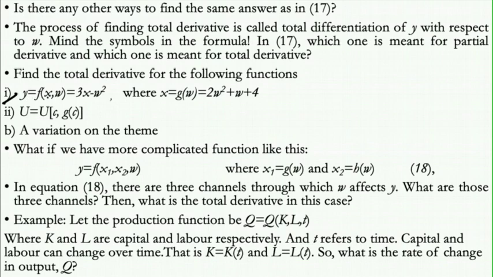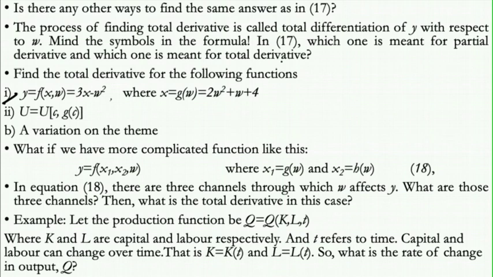Y equal to a function of x and w, specifically given as 3x minus w squared, where x is actually a function of w, and numerically it is 2 times w squared plus w plus 4. Now, when you are requested to find the total derivative, you don't substitute x equal to 2w squared plus w plus 4 into the y function and then do the partial derivative. That one is not the total derivative. That one is doing the partial derivative.